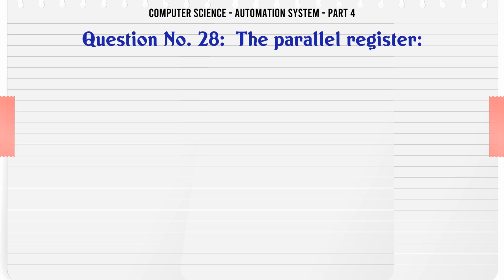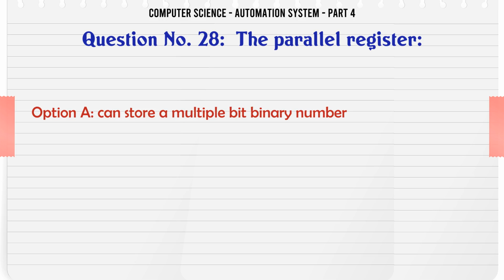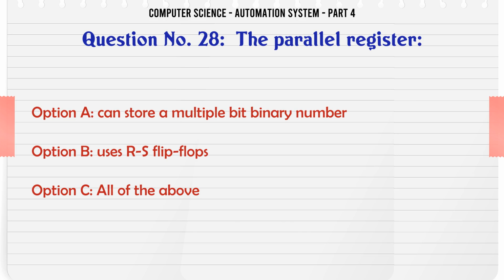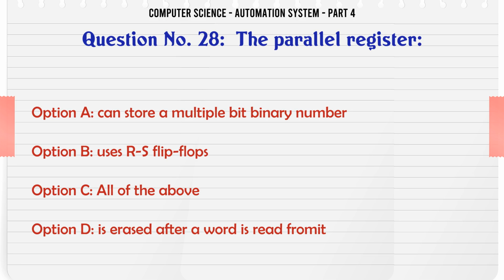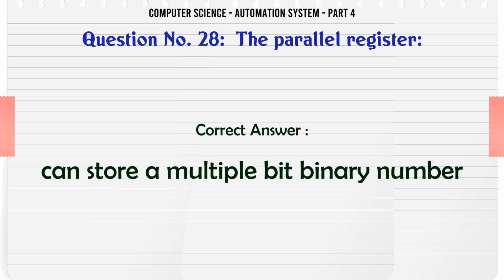The parallel register A. can store a multiple-bit binary number, B. uses RS flip-flops, C. all of the above, D. is erased after a word is read from it. The correct answer is can store a multiple-bit binary number.